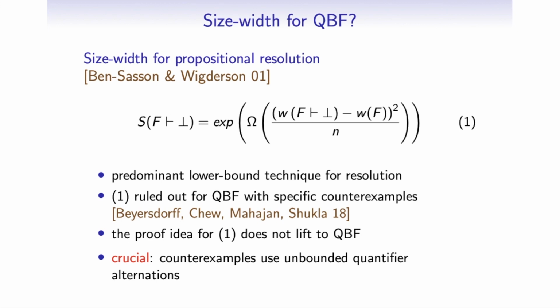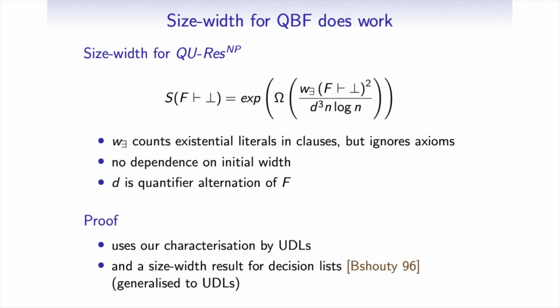But this could lead you to say, well, size width just doesn't work for QBF at all. But that's not the case. QBF does have some size width relations, and here's one. We have this relation here, which works for the QE resolution system with an NP oracle. This looks kind of similar to the original relation, but there are some crucial differences. First of all, we look at existential width, but we ignore the axioms. So in particular, there's no dependency on the initial width of the formula.